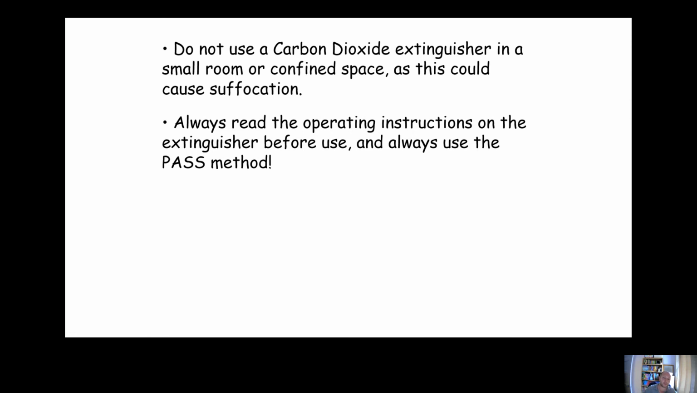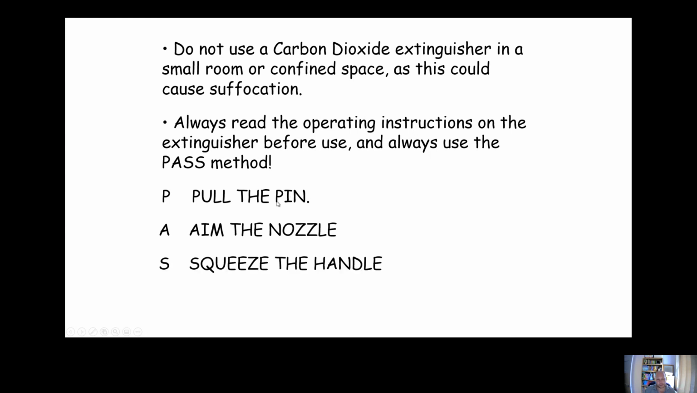And the correct method of use for these extinguishers is what we call the PASS method. The P stands for pull the pin, A stands for aim the nozzle, and you'd aim the nozzle towards the base of the flames in most circumstances, and then S is squeeze. First S is squeeze the handle, and then sweep the base of the flames. So you pull the pin, aim the nozzle at the base of the flames, squeeze the handle, and then sweep from side to side at the base of the flames to put out the fire.